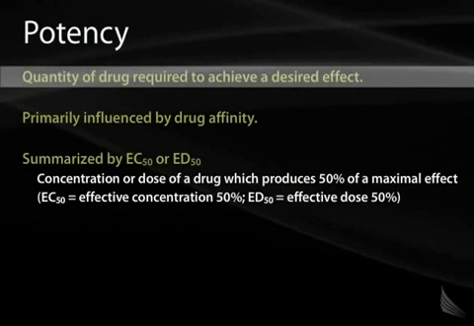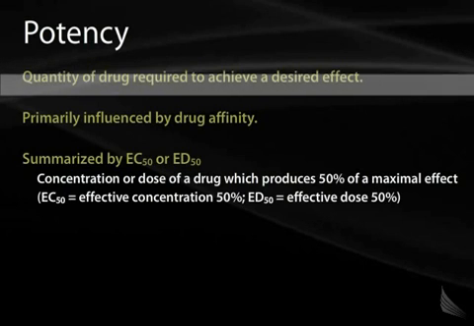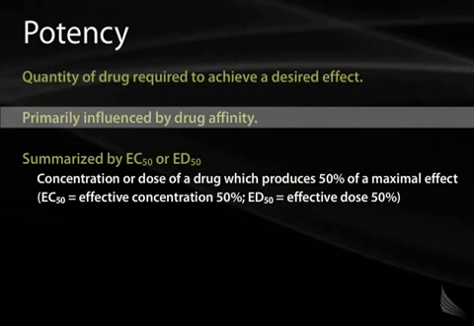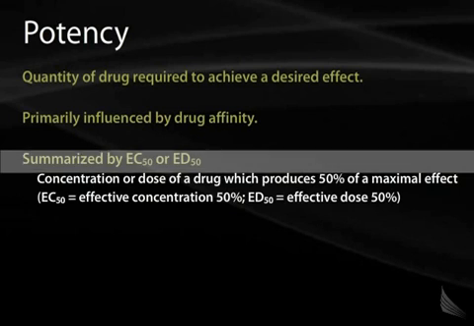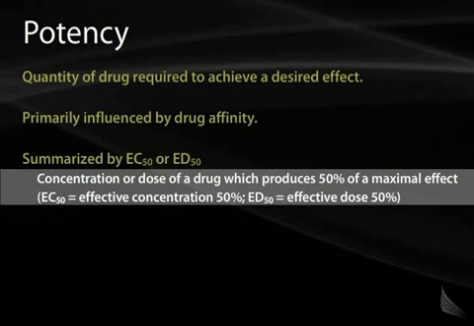The potency of a drug is defined as the quantity of the drug required that is able to achieve a desired effect. It is influenced by affinity, and it is summarized by the ED50 or the EC50. EC50 is the concentration, ED50 is the dose of a drug which produces 50% of an effect that you consider a maximal effect of that drug.